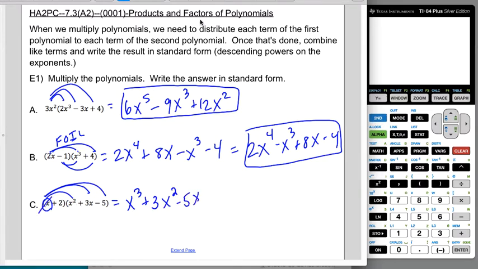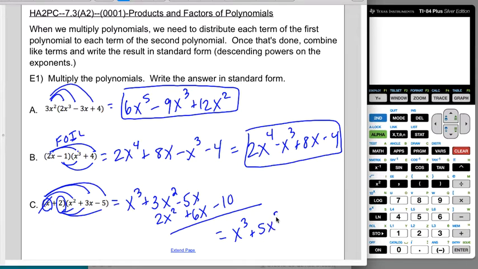Now when I go to distribute the next one, and you don't have to do this, but it can be really useful, I'm going to write the like terms underneath the ones they match because it just makes my life easier. So I'm going to get a 2x squared, which I'm going to put under the existing x squared. I'm going to get a plus 6x, which I'm going to put under the existing negative 5x, and I'm going to get a minus 10. So now when I do that, I can basically add straight down and get x cubed plus 5x squared plus x minus 10, already in standard form, like terms combined.